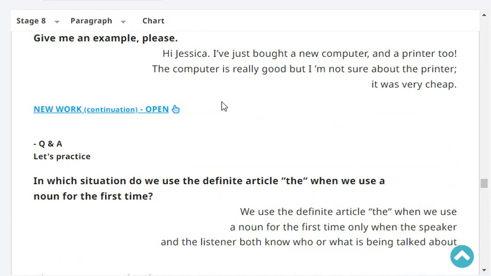In which situations do we use the definite article the when we use a noun for the first time?